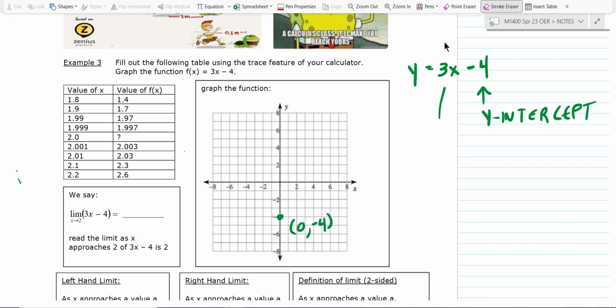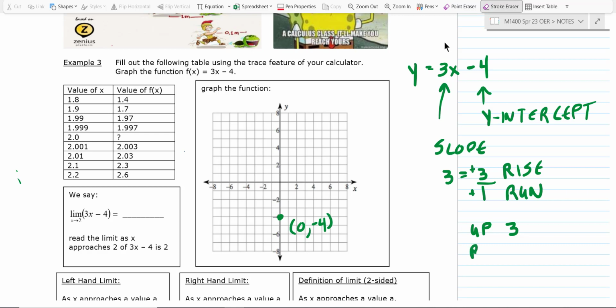And then the number in front of the x is called the slope. And since the slope is 3, that's the same thing as 3 over 1. And the slope is a ratio of distances. The top number is telling you what the rise is. The bottom number is telling what the run is. So since both these numbers are positive, that top number is saying rise up, because up is the positive direction. And the bottom number is positive. So that's going to tell you to go in the positive direction, which is to go to the right one.